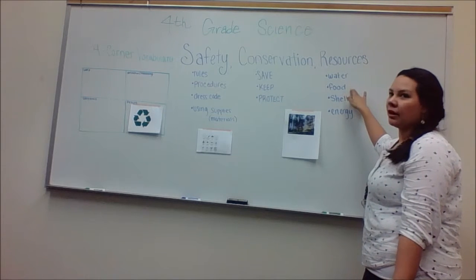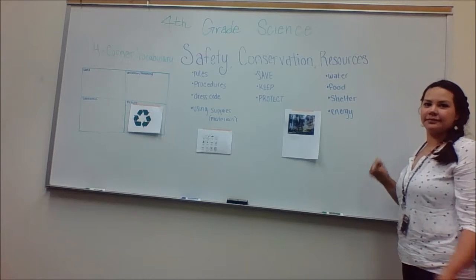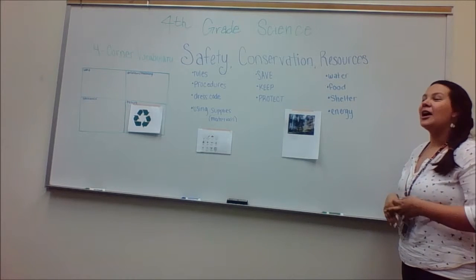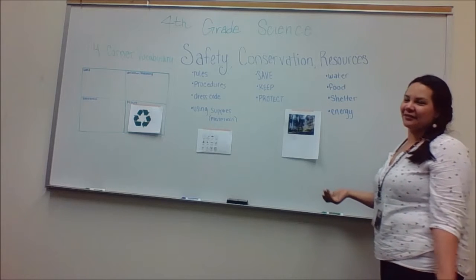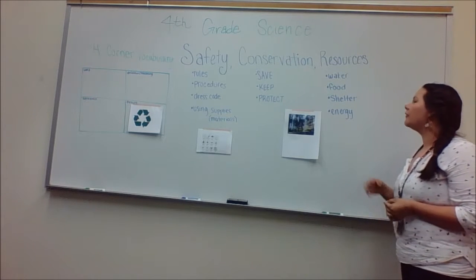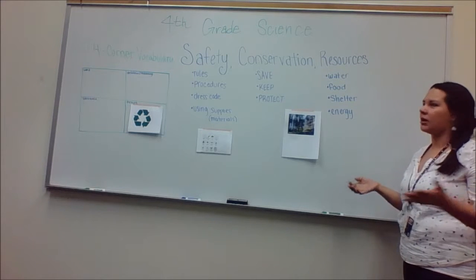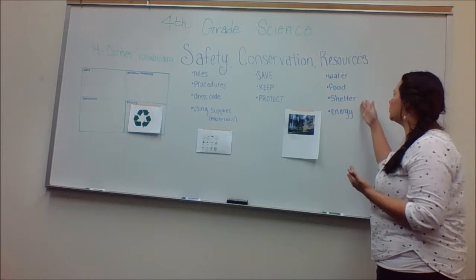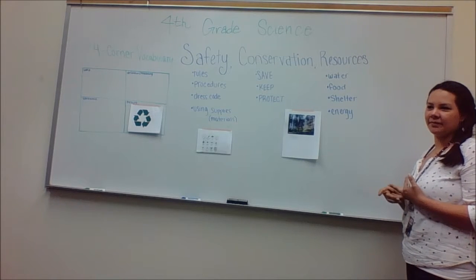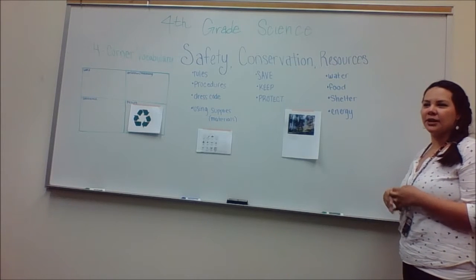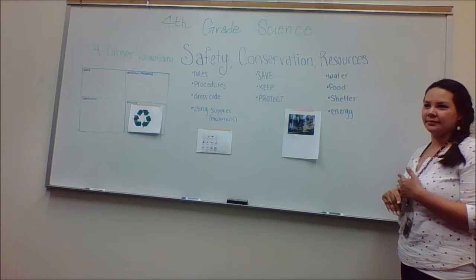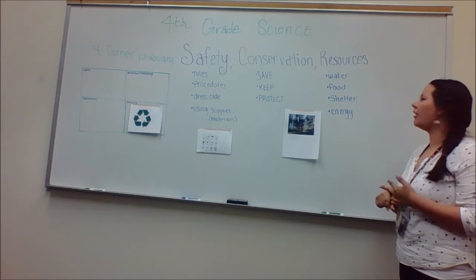Food. Where would we get our food from? Gardening or HEB. And where does HEB get the food from? Farmers. That's right, farmers. So food and animals and farms are great resources. Shelter. What is shelter? Can anybody tell me? Like a house? An animal shelter? Almost. What does it do for the animals? It protects them. That's where they sleep. Okay, awesome.